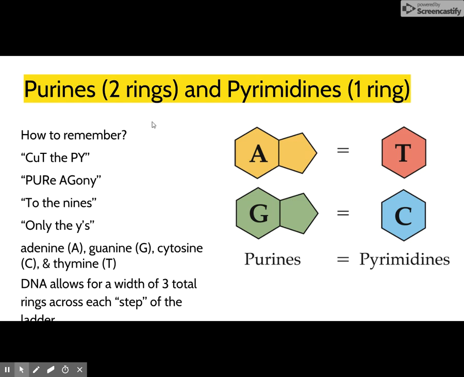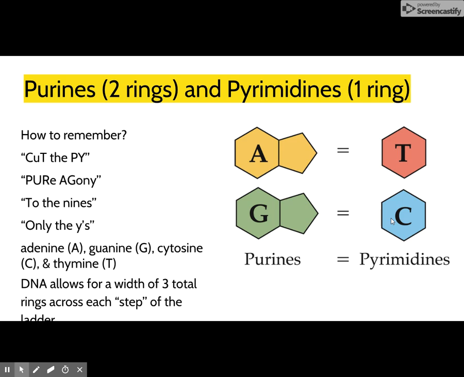There are 2 classifications of nitrogen-containing bases. There are purines and there are pyrimidines. Purines is the shorter word but the larger molecule. That means it has 2 carbon rings. So if we think of a carbon ring as one of these shapes, okay, so this is one carbon ring and then this is the other. Purines have 2 rings. Pyrimidines have only 1. Pyrimidines is a longer word for the shorter molecule.